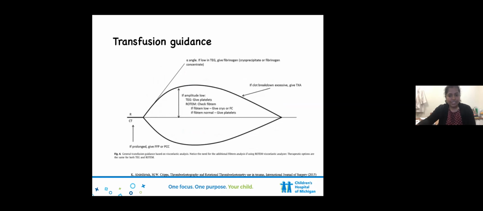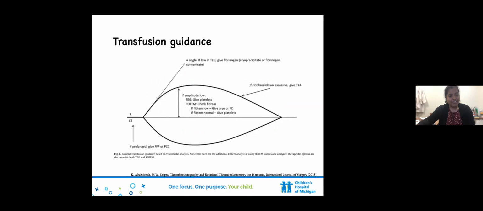So where do we use this now? Okay, so the TEG at this point of time is only licensed to be used for providing transfusion guidance. Although I think this test has much more utility than providing transfusion guidance. That's the only FDA approved utility for this test at this point of time.